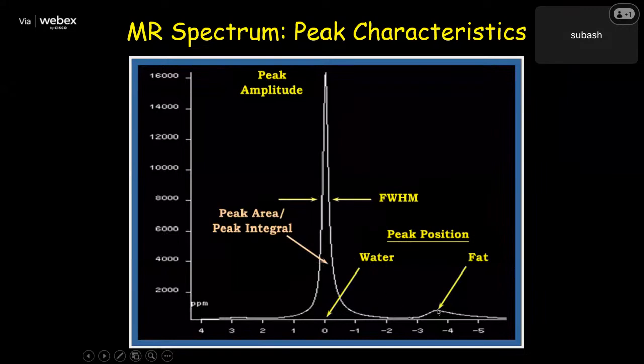Then, in a tissue, you can see a tissue peak, a water peak, and a fat peak. These peaks are away from each other by a chemical shift of 3.5 ppm. So this is how the NMR spectrum looks like.